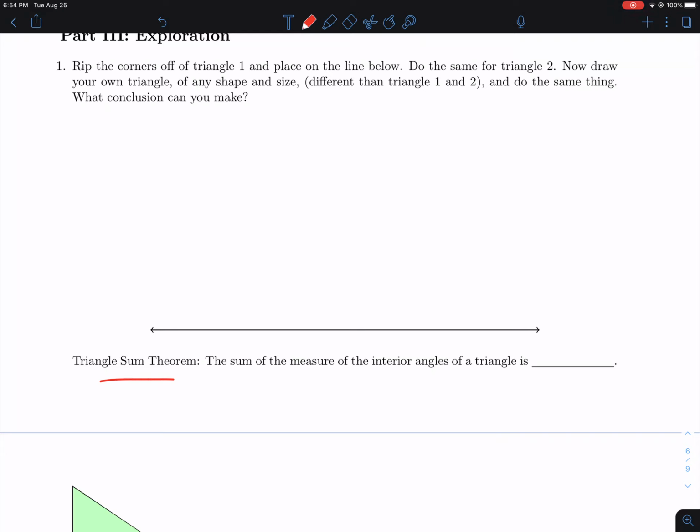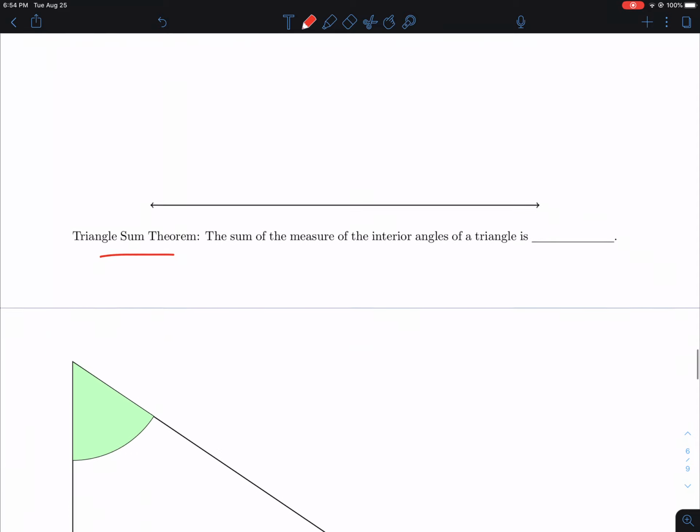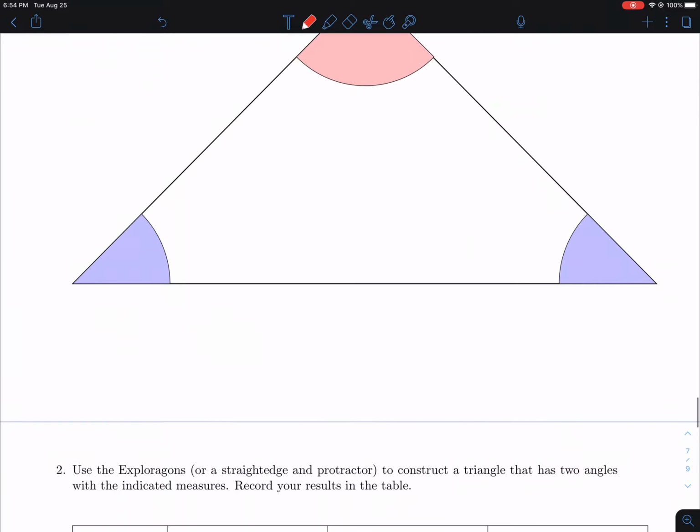So what I want you to do on the collaboration is, after you've ripped them off, take pictures of each of your ripped corners on the line, just so we can get an idea of what it looks like. And hopefully we'll all come up with the same answer for that. So again, if you have any questions, just let me know. So otherwise, let me skip ahead here.